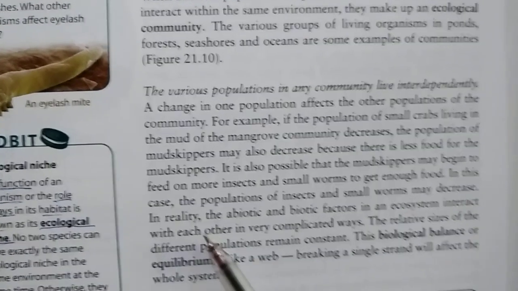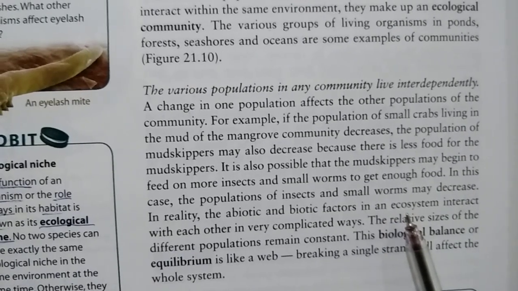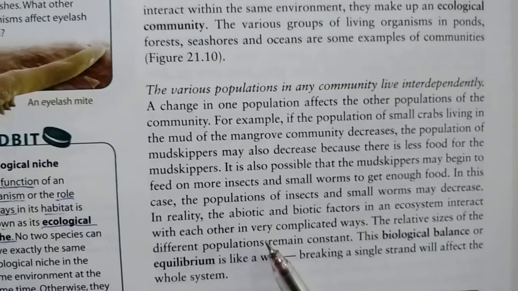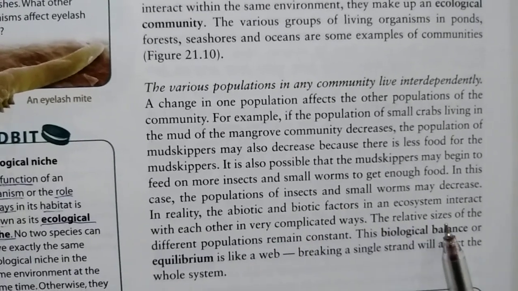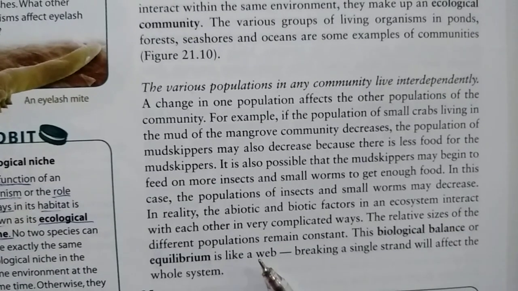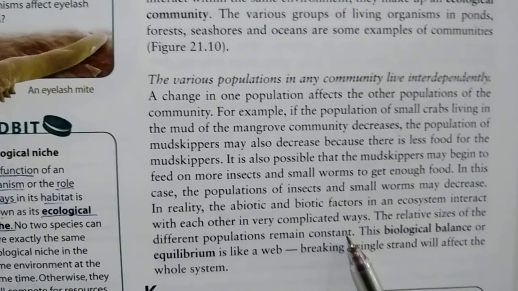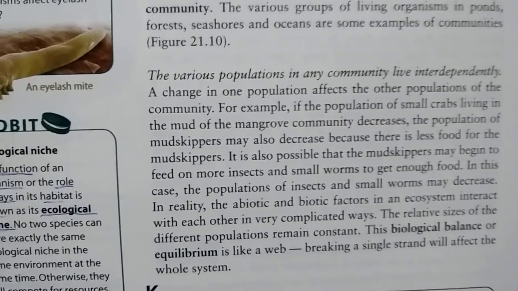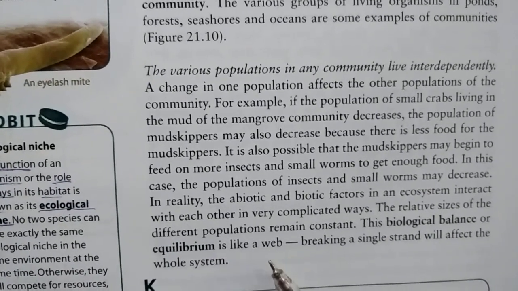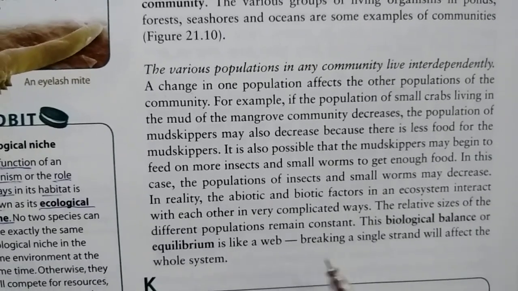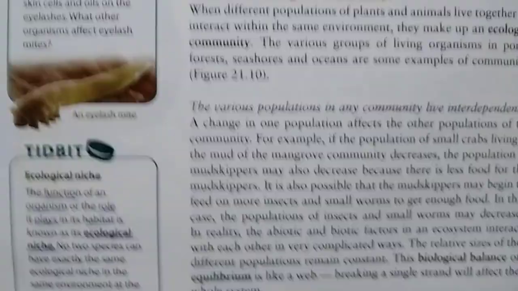In reality, the abiotic and biotic factors in an ecosystem interact with each other in very complicated ways. The relative sizes of the different populations remain constant. This biological balance or equilibrium is like a web. Breaking a single strand will affect the whole system.